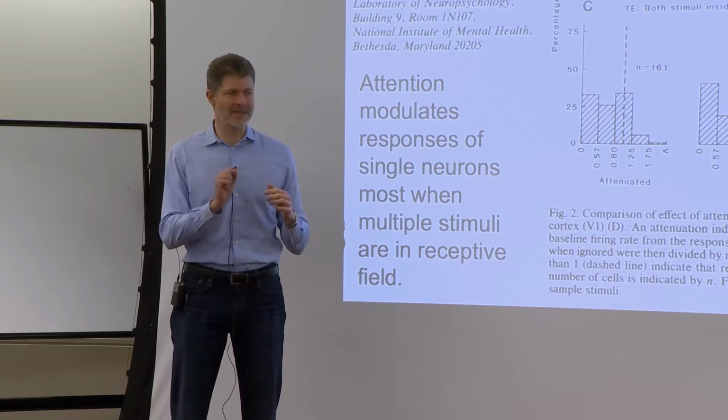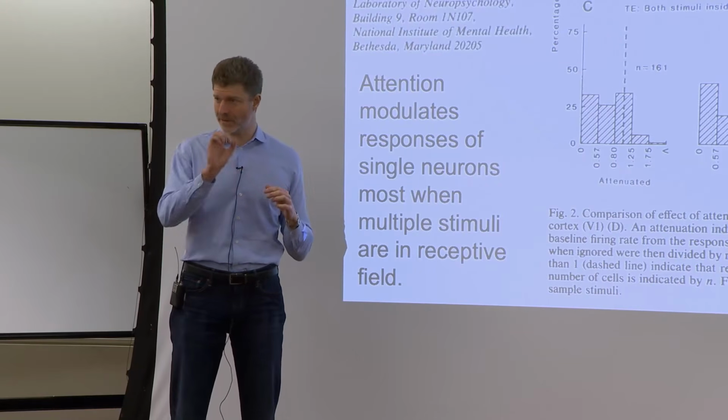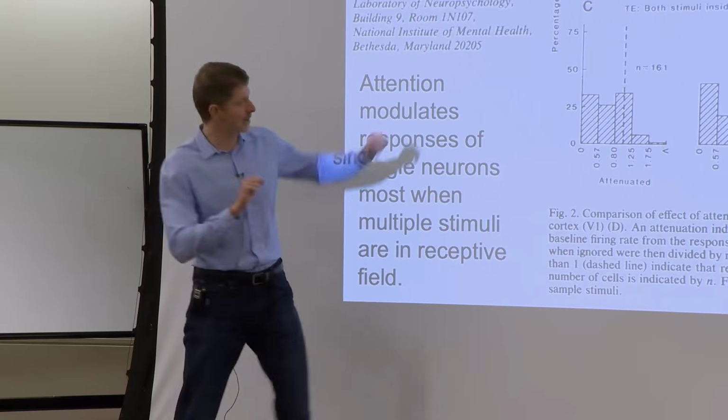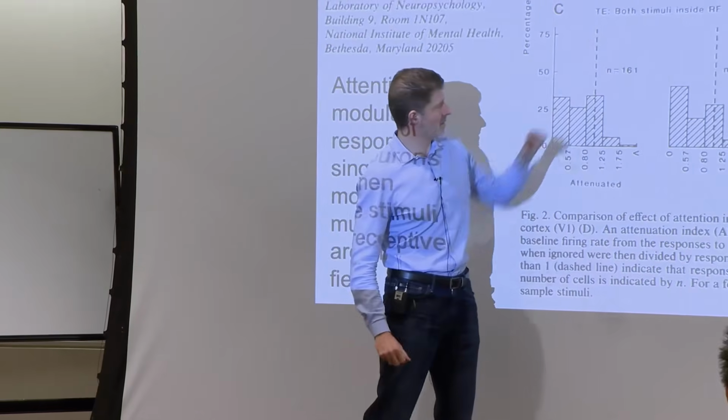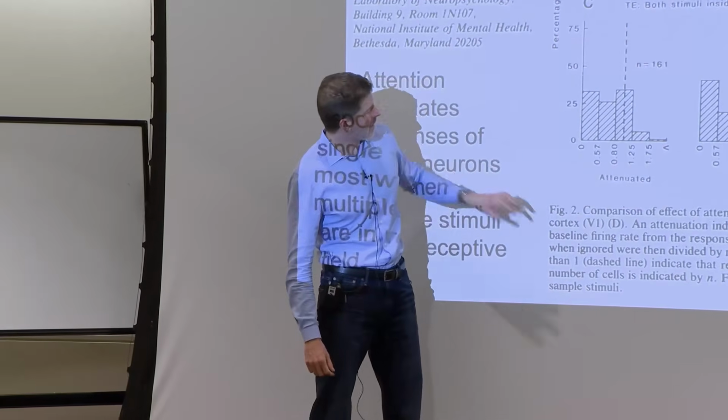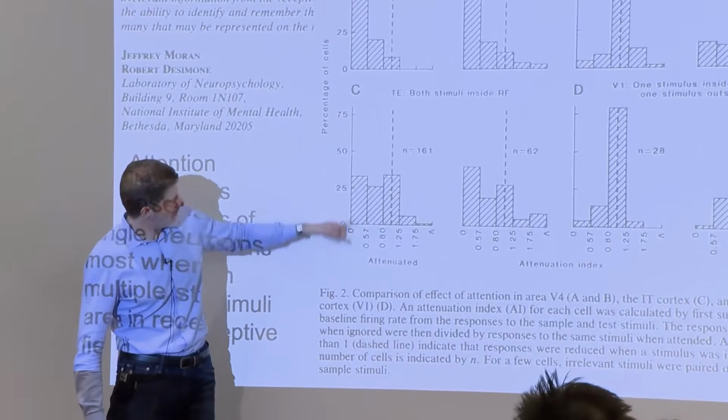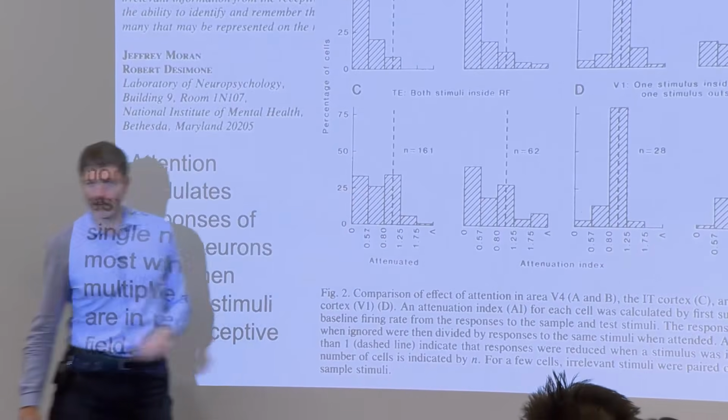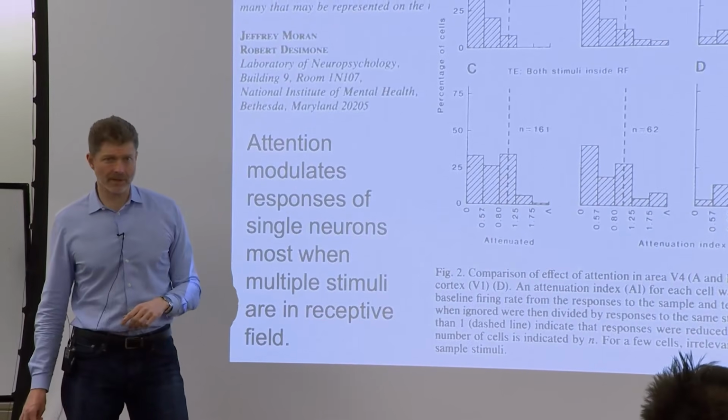Okay? So it's actually not easy to do the condition where one stimulus is in the receptive field and one is outside. So all they've got is a situation where both stimuli are inside the receptive field. And again, you've got a histogram where most of the mass is down here at small numbers. So you're getting lots of attentional modulation.